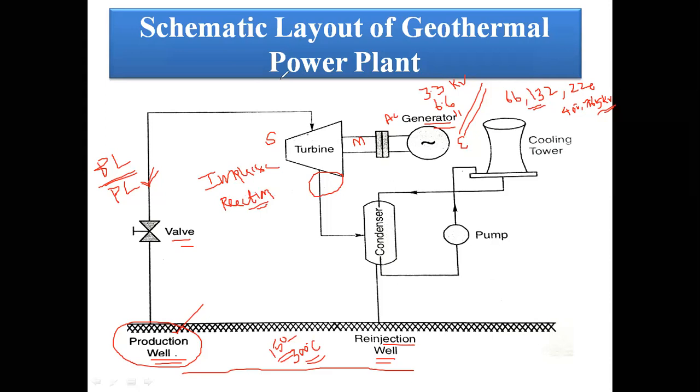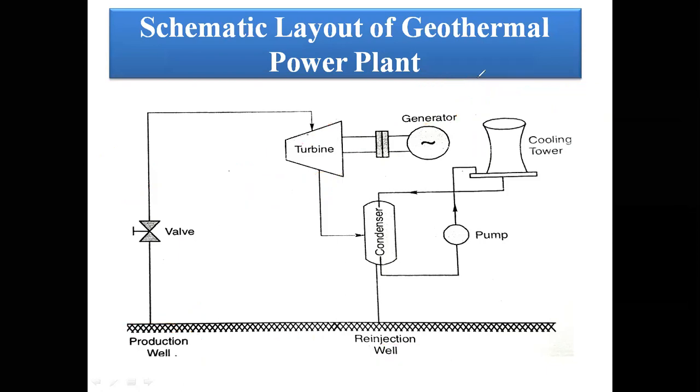Actually, here the geothermal power plant uses the impulse, that is, steam turbine. The wastage steam in the turbine is collected in the condenser. Again, that is circulated to the cooling tower, and the water is injected again into the injection well, or the re-injection well. This is nothing but a cycling process, a closed loop cycle.